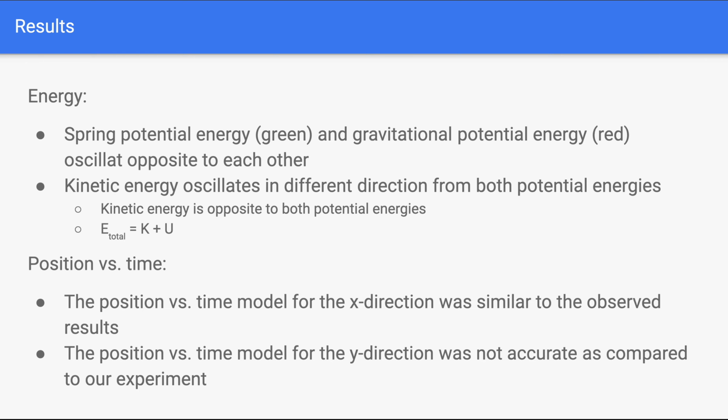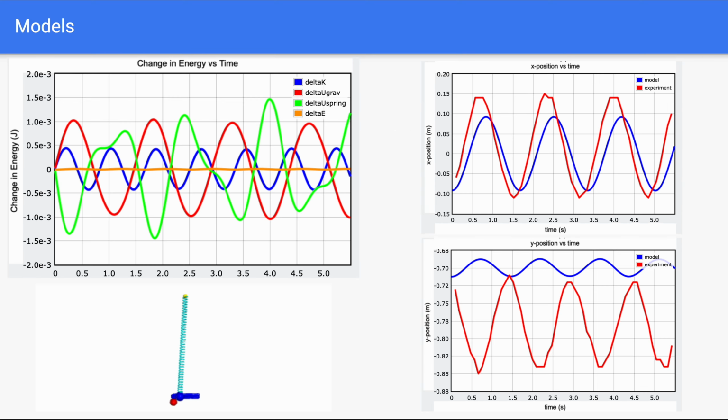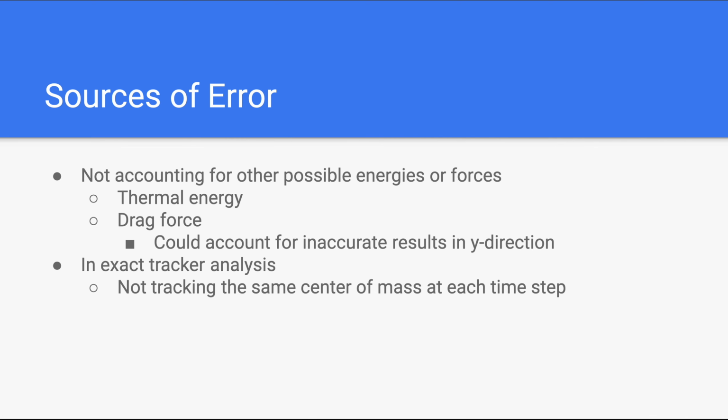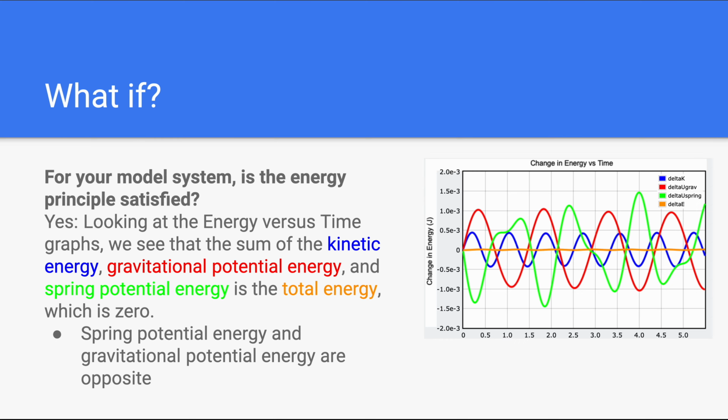And then for the position versus time graphs, the position versus time model for the x direction was similar to the observed results, whereas for the y direction, it was not accurate as compared to our experiment. Again, we can see the x position versus time, the red and blue lines are very similar, but they're not in the y graph. And then sources of error that could account for these differences are not accounting for other possible energies or forces, such as thermal energy and drag force, and just an inexact tracker analysis when clicking on the point mass at each time step.